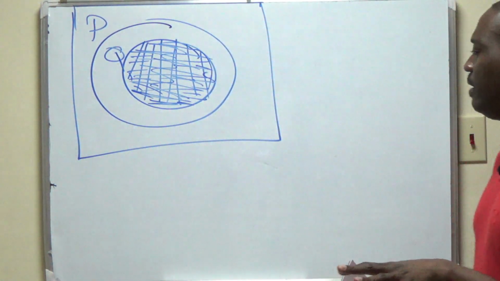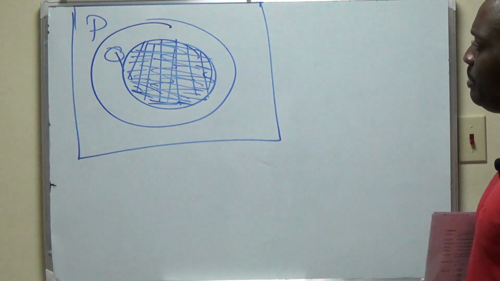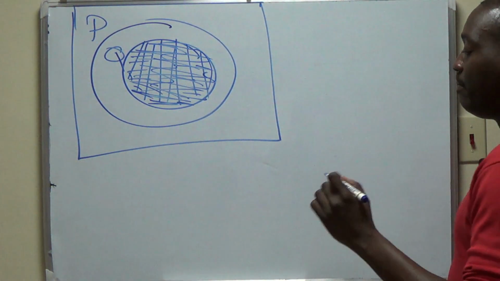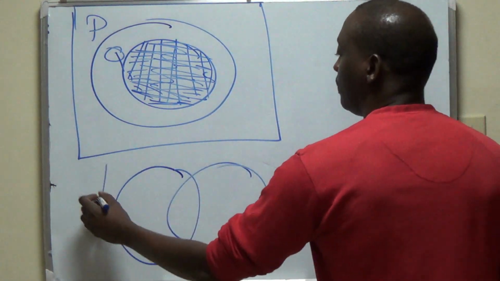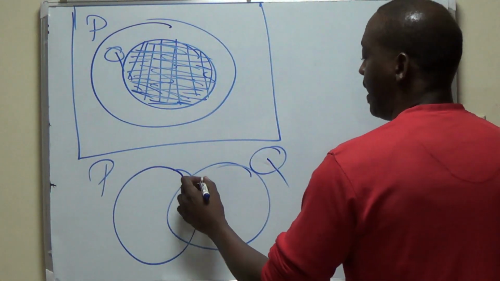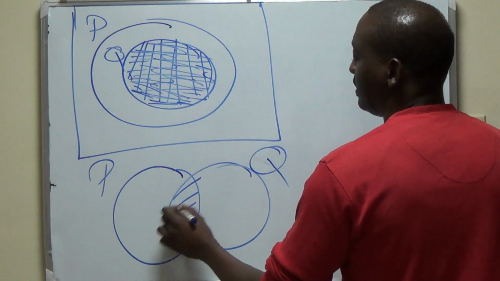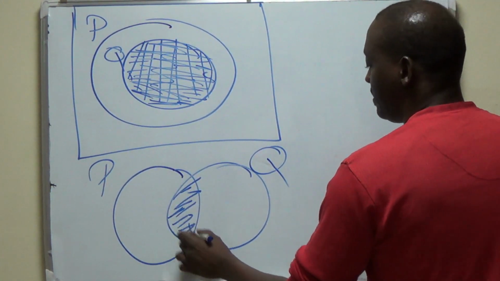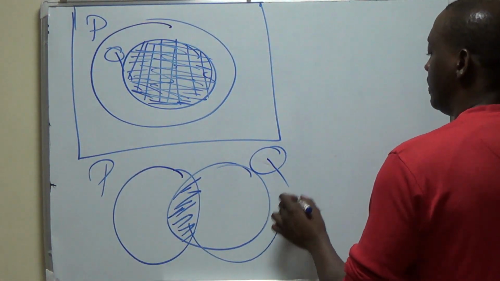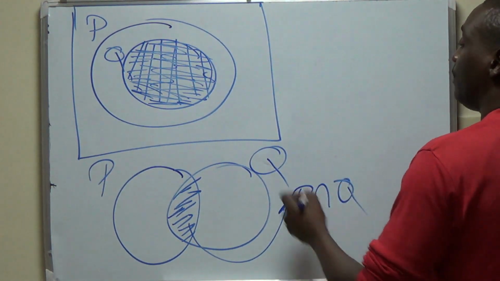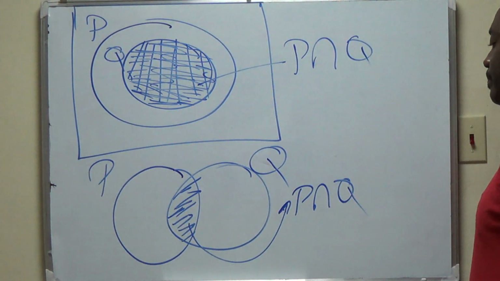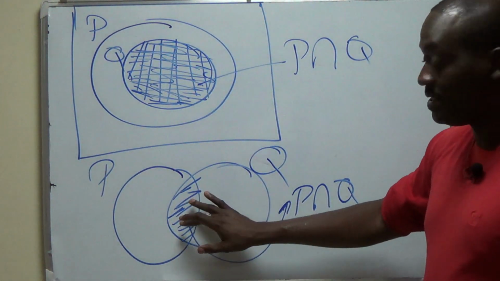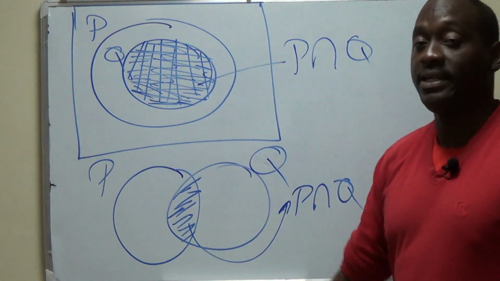to discuss. All right, now the P intersect Q that we are more familiar with would be this version. You have P, you have Q, right, and you have a region of intersection here. So this here is P intersect Q. This here is also P intersect Q. What is the difference between this P intersect Q and this P intersect Q?